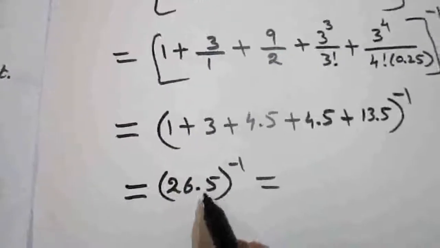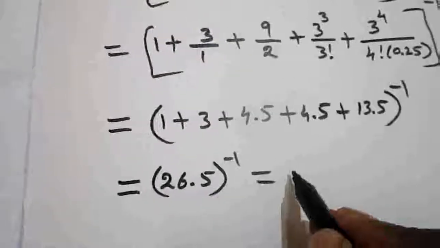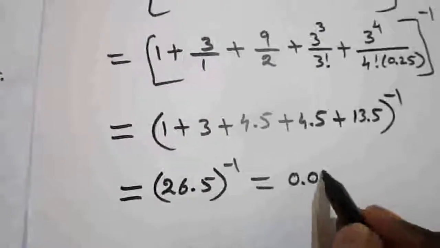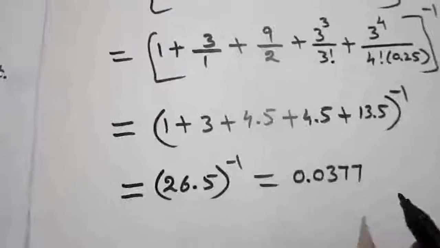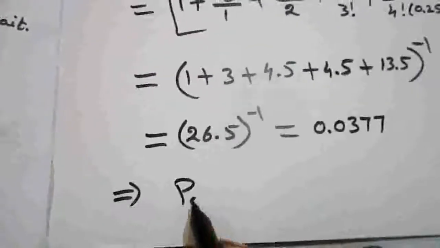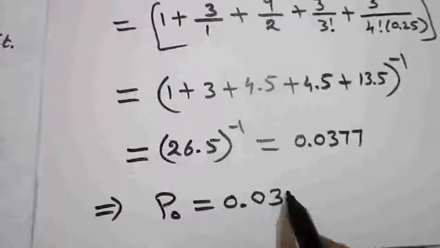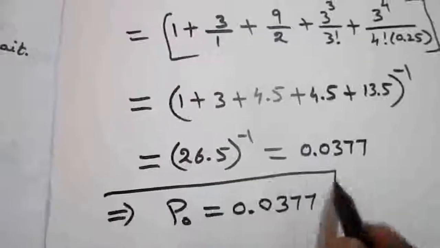So using your calculator, 26.5 power minus 1 value is 0.0377. So this is the P0 value. So we found the P0 value. P0 value is 0.0377. So this is the P0 value.